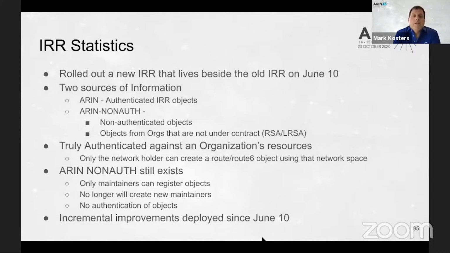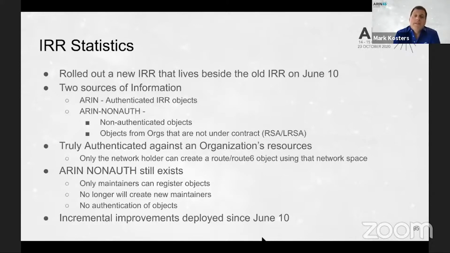So the authenticated side is truly authenticated against ARIN's resources, and only those users can actually put route and route6 objects in based on the network space that they have within it. And you can do that 2 ways. One is if you had an existing maintainer before we did the transition on June 10, you could use the template system, or if you came in since June 10, you can use our web interface, which is new.